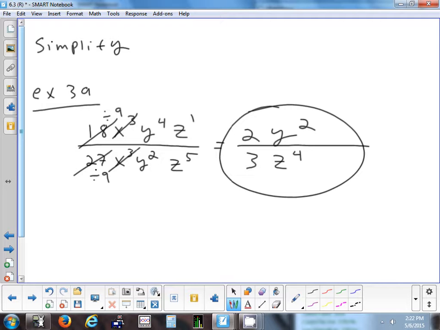So this one's important because you recognize you had x's to start. They all canceled out. Reduce the fraction. We didn't have them in the final answer. And if not, just leave it as those numbers. Okay, any questions on 3A?